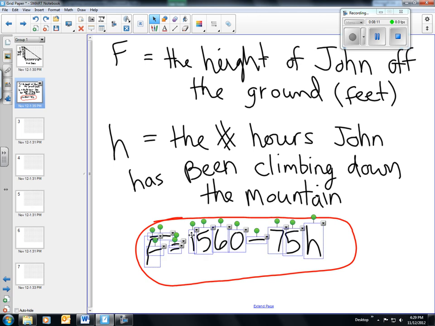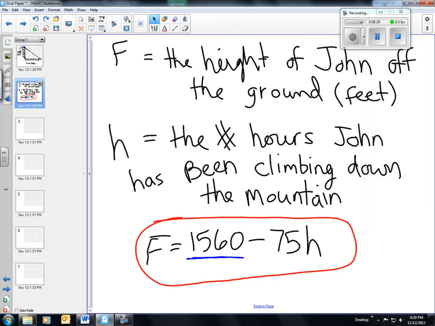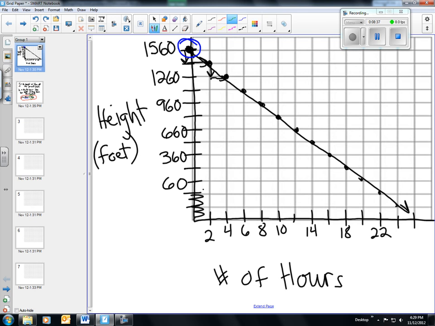here, which was F equals 1,560 minus 75h. So the 1,560 is my starting point on the graph. So if I look at the graph, that was my starting point here on the graph. And then my 75h, so my 75 represented how many feet I was going down the mountain every hour. And that green is represented then by the rate of change, so the slope of the line. So every slope of the line here from dot to dot, that represents the 75 feet going down the mountain. And then every hour, so the number of hours here is the h.